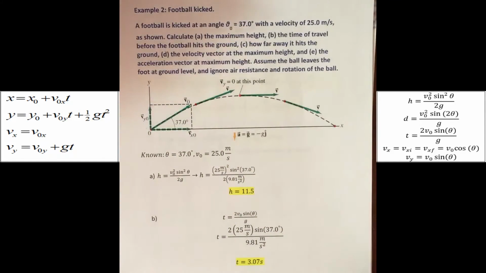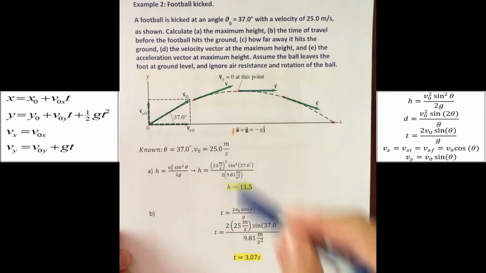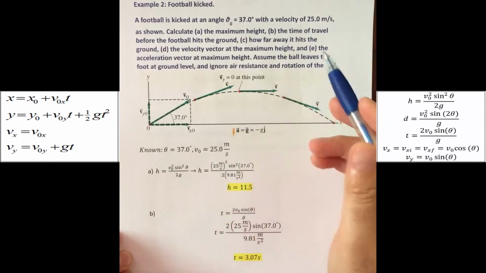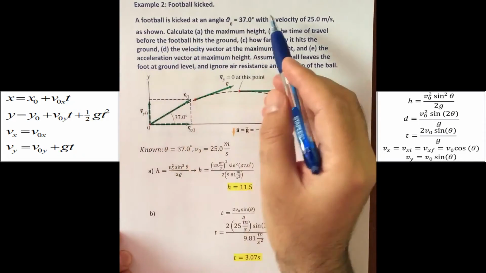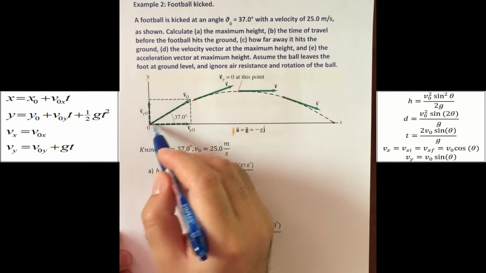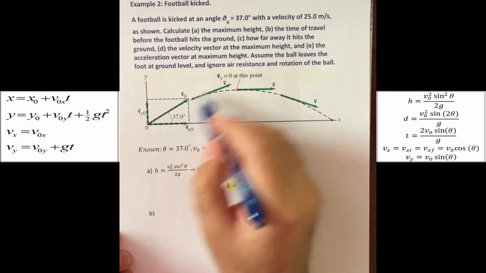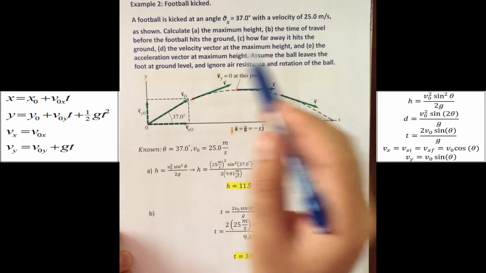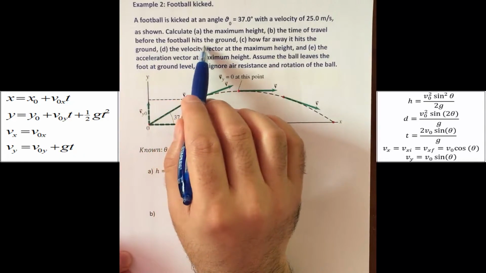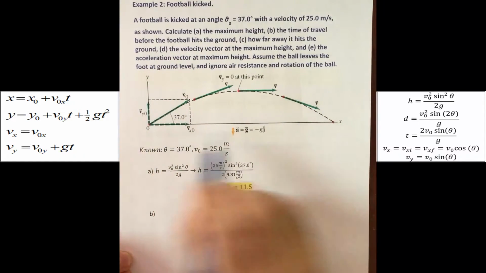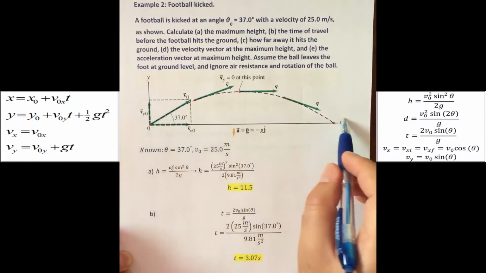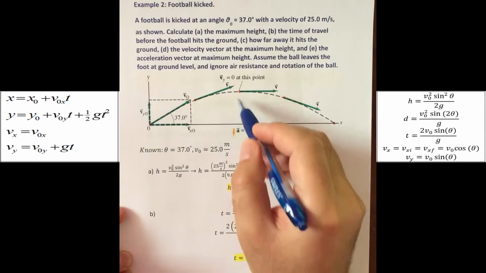I have here another example with a diagram. I took this example from a source, and I wrote the solutions here. So the example is a football is kicked at an angle of 37 degrees with a velocity of 25 meters per second. So the ball is here, it's kicked at 37 degrees with a velocity of 25 meters per second. Now what you have to do is calculate A, the maximum height, B, the time of travel before the ball hits the ground. So as it hits the ground at the same level, you have to find the time there and how far away it hits the ground. Now the distance as well. You need to find the time, the distance, the maximum height.